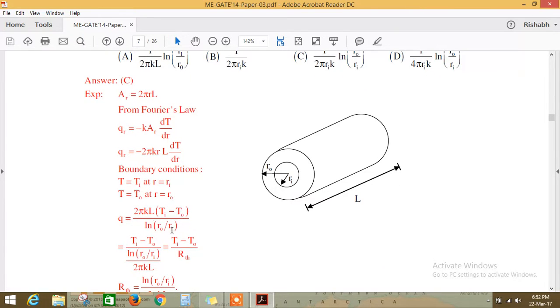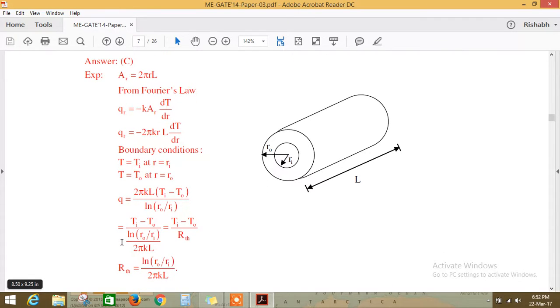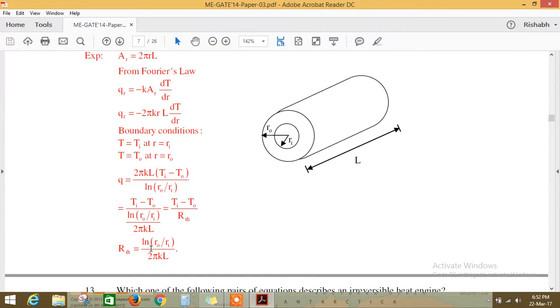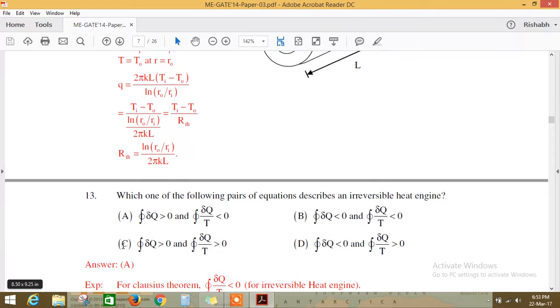Okay, so if you will convert it in a general form as heat transfer is equals to temperature difference divided by thermal resistance, so this is our answer. Okay, so you will get R thermal is equals to ln Ro by Ri divided by 2 pi KL. Please remember this. This you can use it as a direct formula in case of a cylinder. Let's see the next question.